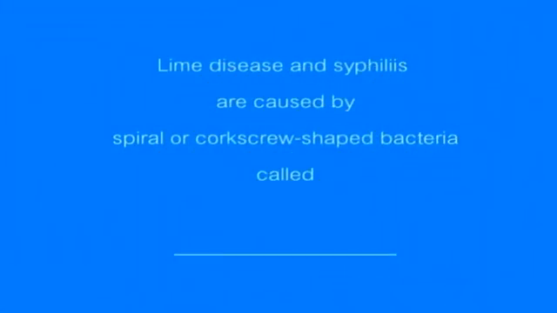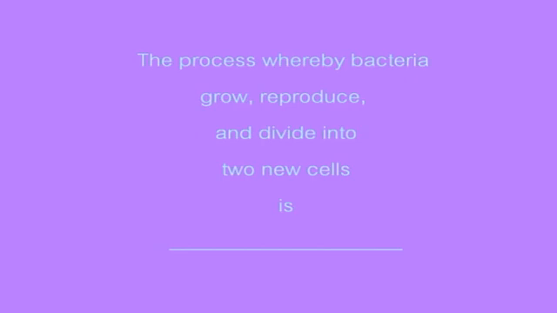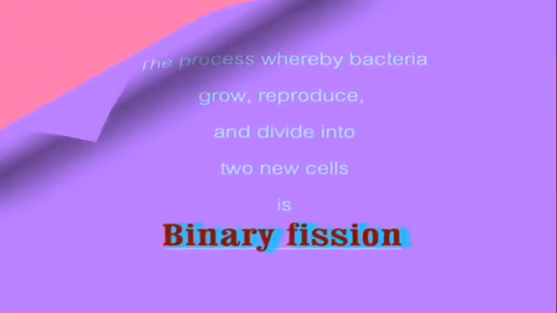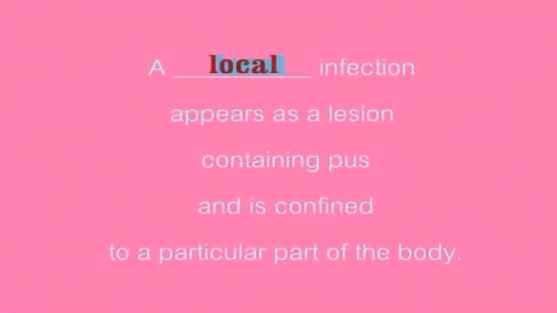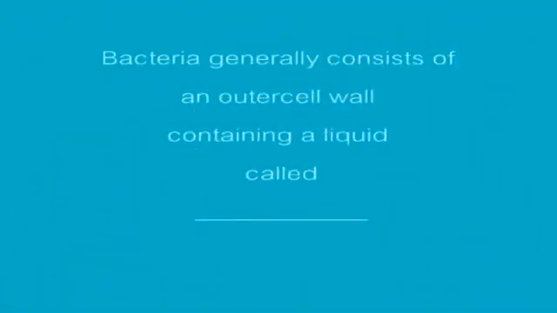Lyme disease and syphilis are caused by spiral or corkscrew-shaped bacteria called Spirilla. The process whereby bacteria grow, reproduce, and divide into two new cells is binary fission. A local infection appears as a lesion containing pus and is confined to a particular part of the body. Bacteria generally consist of an outer cell wall containing a liquid called protoplasm.